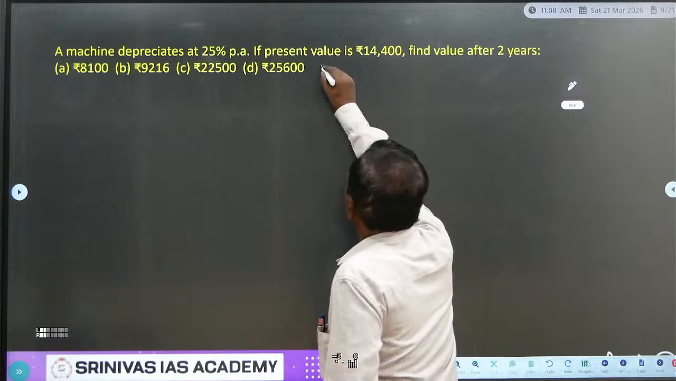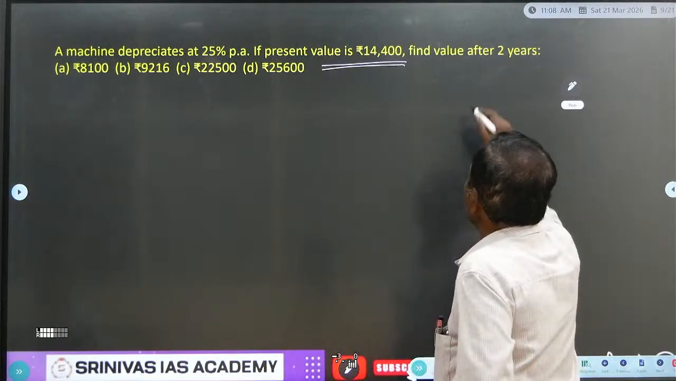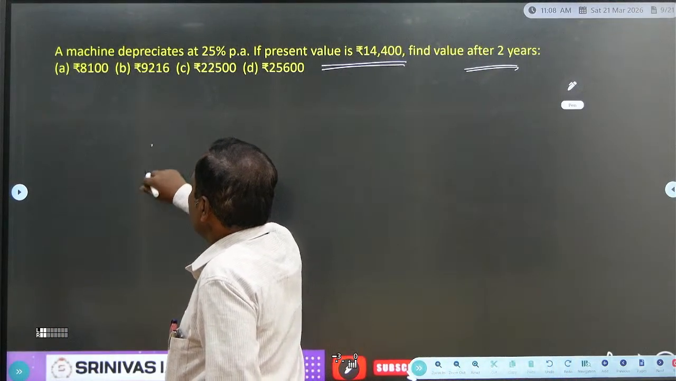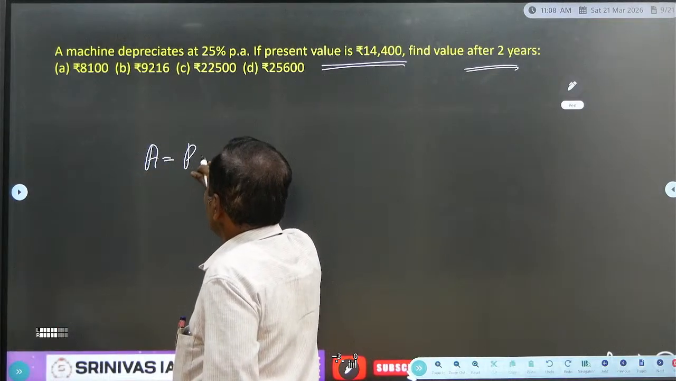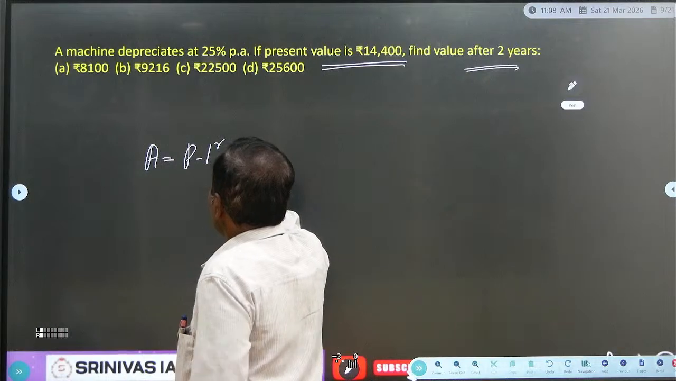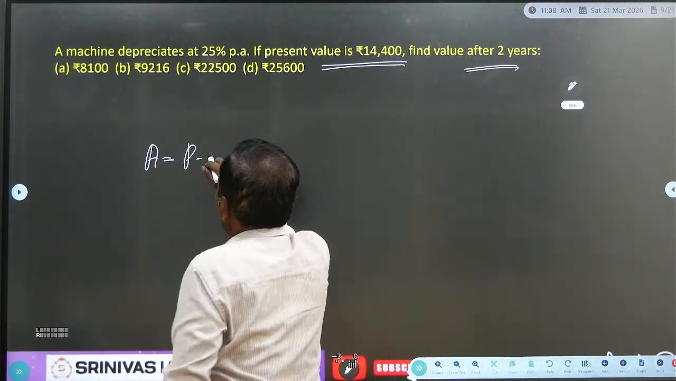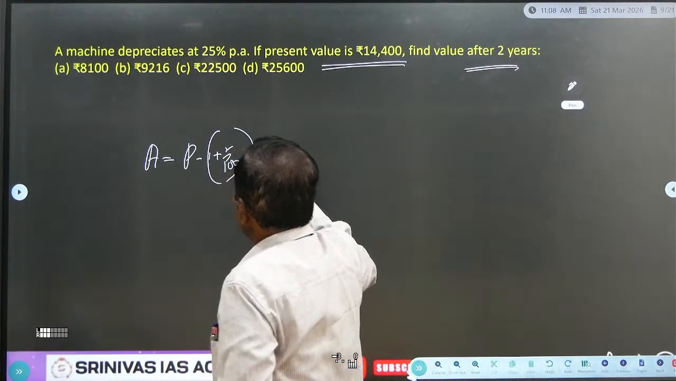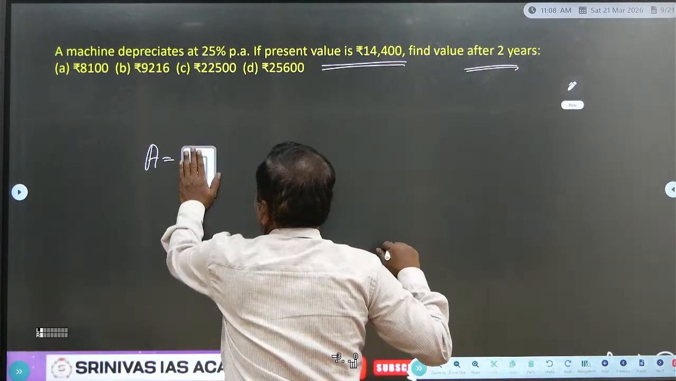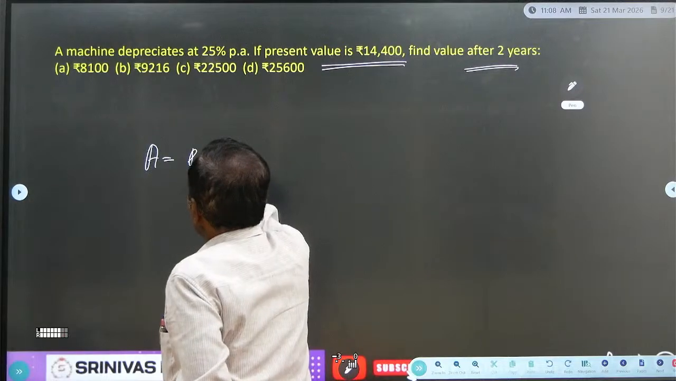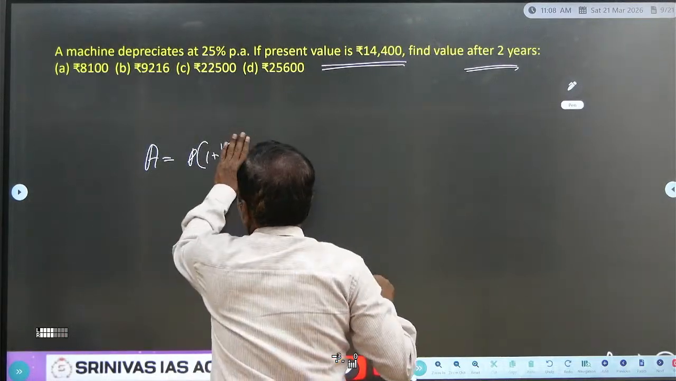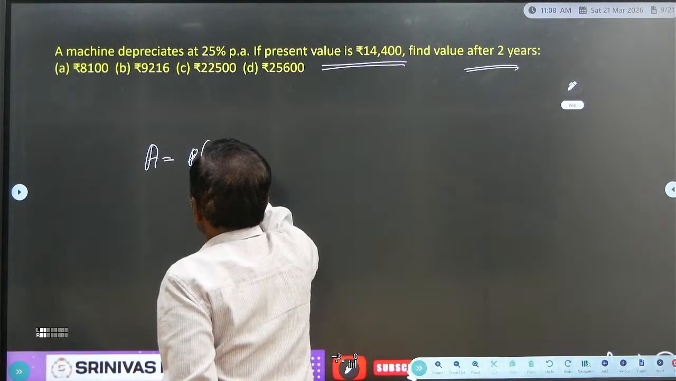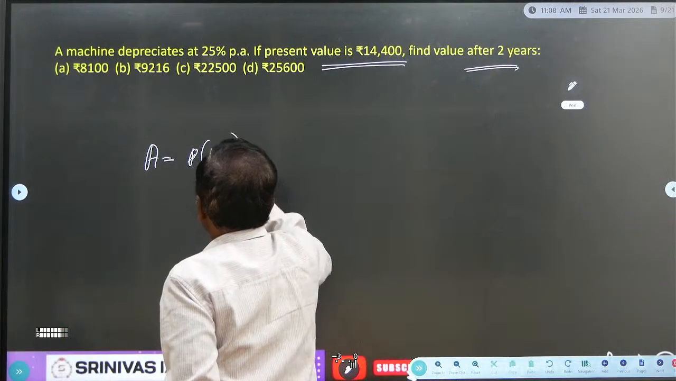Now a machine depreciates at 25% per annum. The present value is 14,400. Find the value after 2 years. Amount is equal to what? P into 1 minus R by 100. No, writing something wrong. P into 1 minus R by 100 to the power of n.